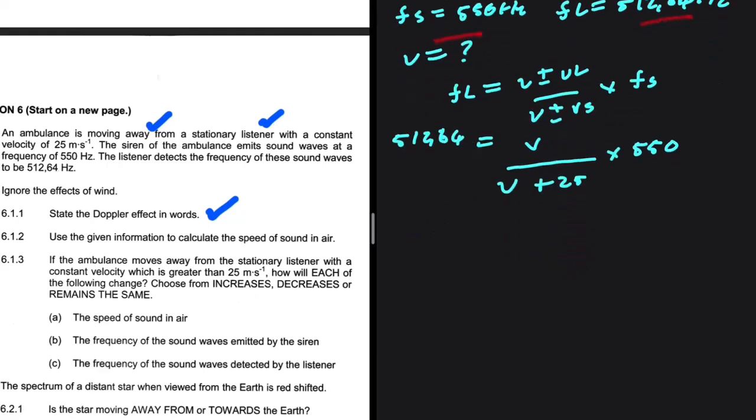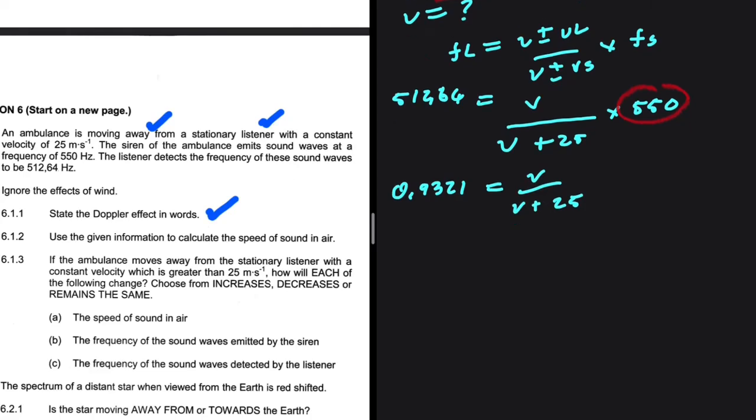I will divide both sides by 550. Okay, so 550 and 550 will cancel out on the right hand side, and then on the left hand side I'm going to have 512.64 divided by 550, which is 0.9321. So I have 0.9321 being equal to V divided by V plus 25. I didn't do anything fancy here. I just divided both sides by 550.